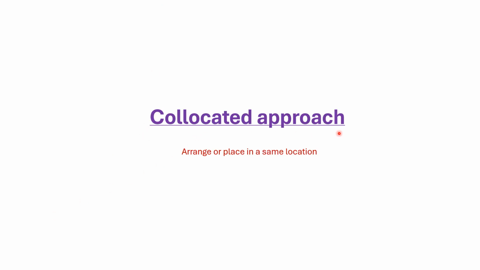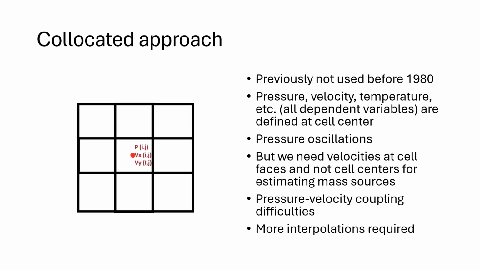So the first one is the collocated approach. Collocated approach means we are arranging or placing something in the same location. Same location, that is quite important. This was not used before 1980. Obviously, it had some reasons.